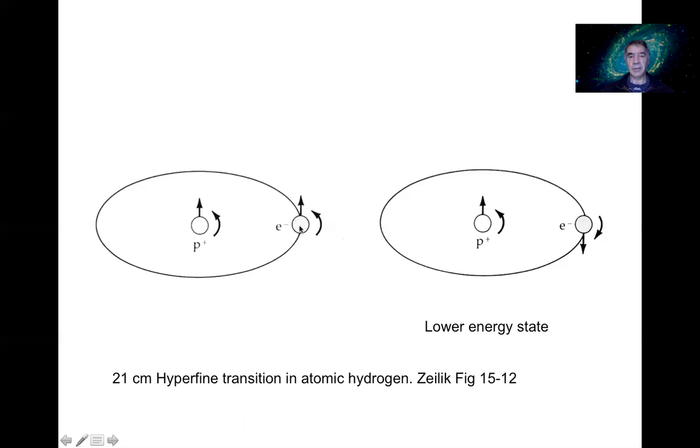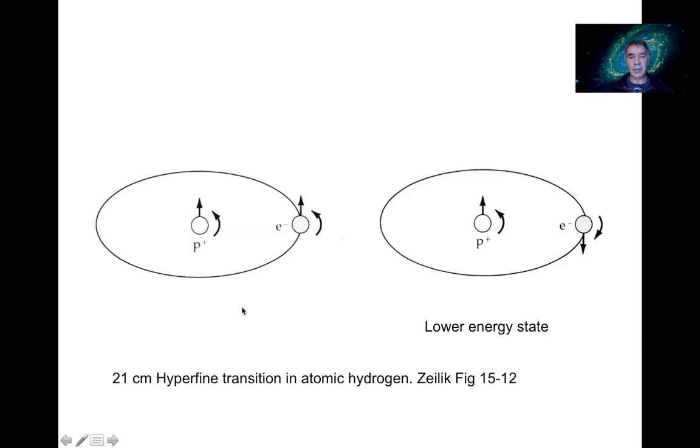And so that's the idea here. These are the two states that define these two energy levels. And this state, where the spins are antiparallel, is a slightly lower energy state than this one. And the difference in energy between them will give rise to this 21 centimeter transition.